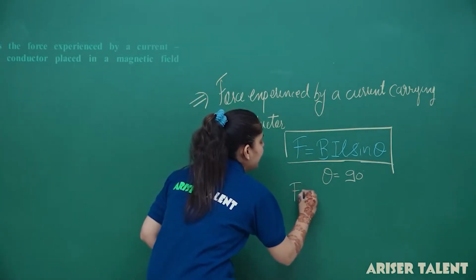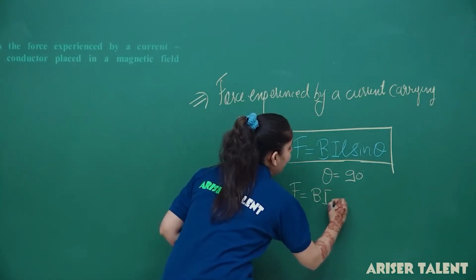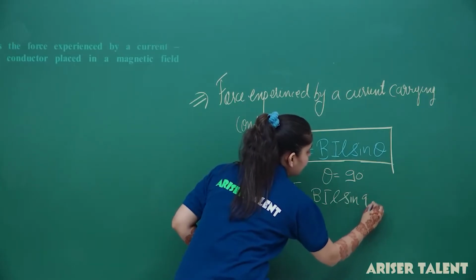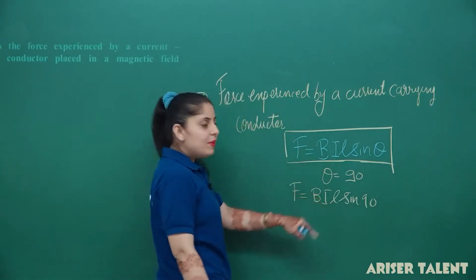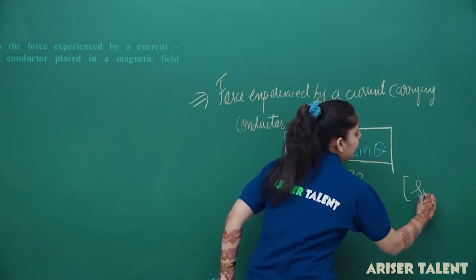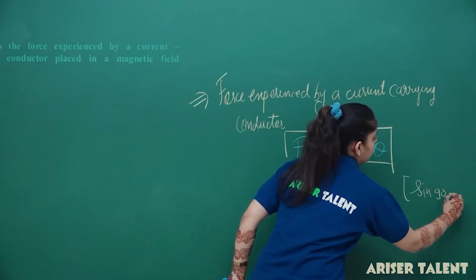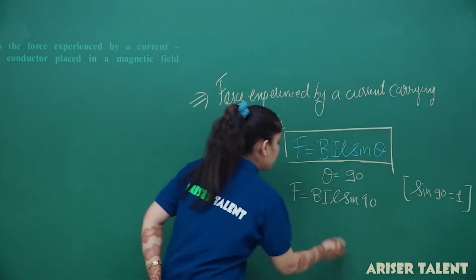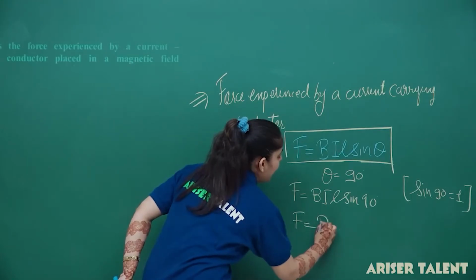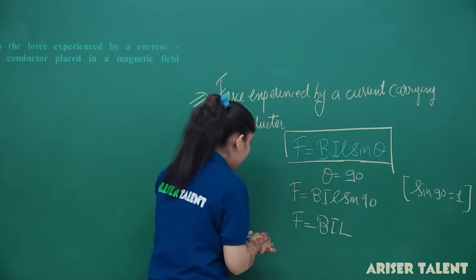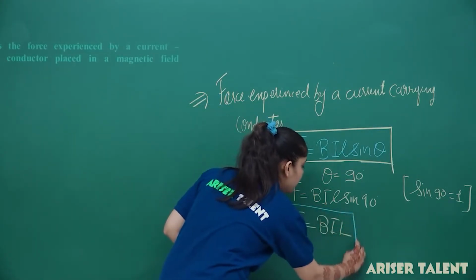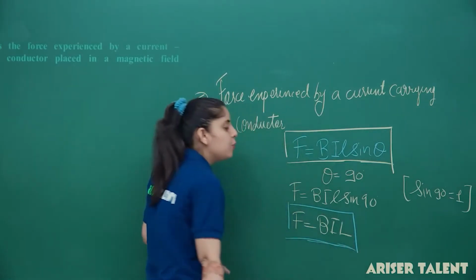So what I will get here, F is equal to BIL sin 90, and sin 90 is equal to 1. So what I will get here is F equal to BIL. So this will be the maximum value of the force, that is the largest value of the force.